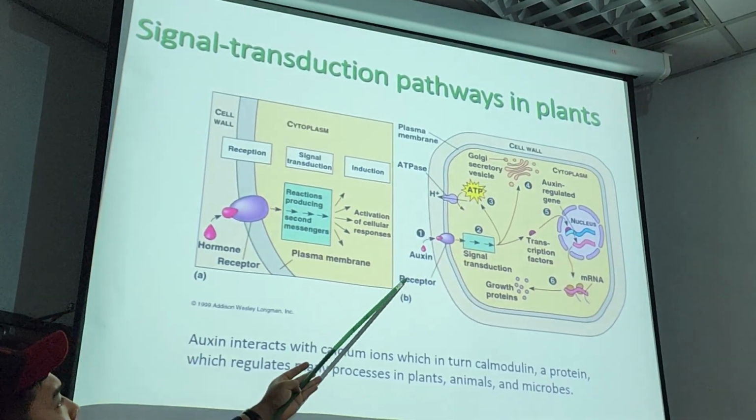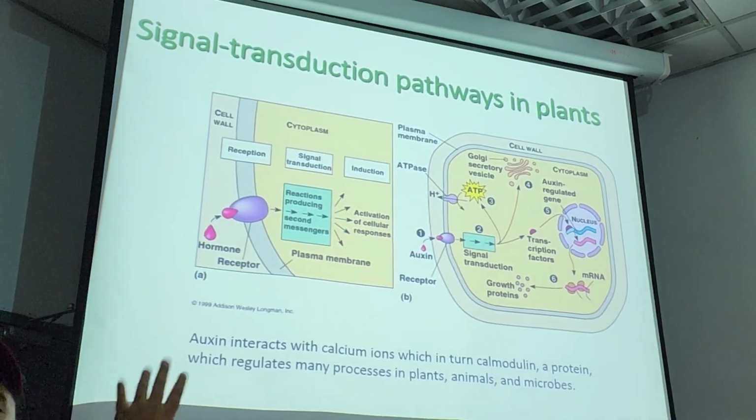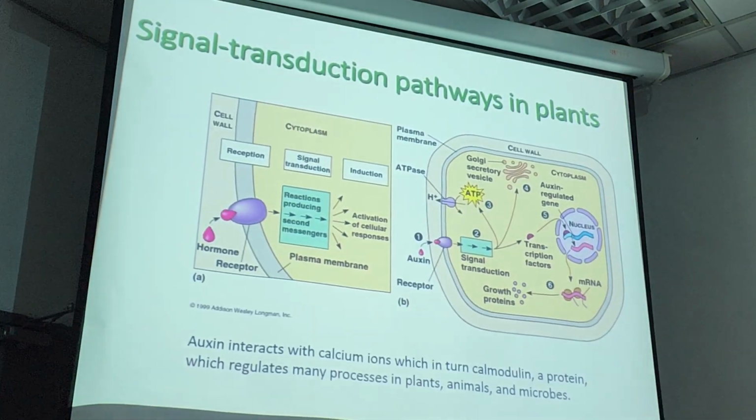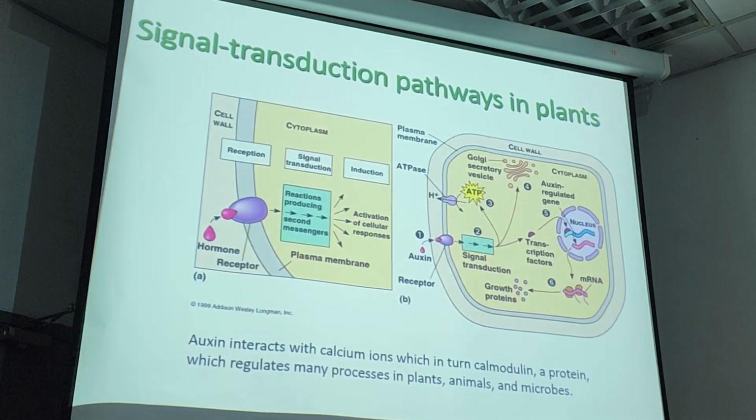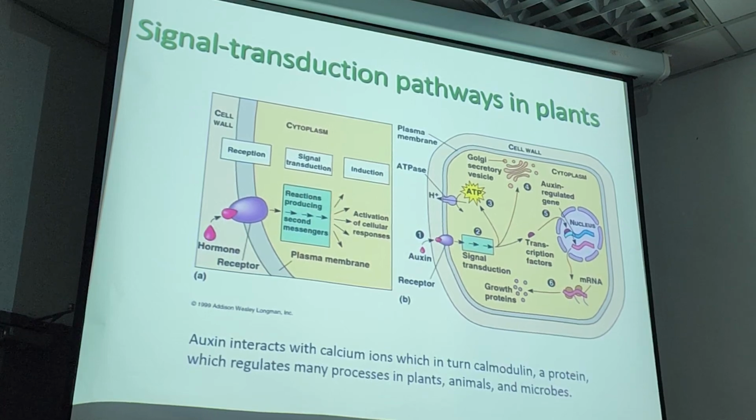And look at here, the auxin is not produced within the cell. The auxin is coming from somewhere else. To show you that the effects of auxin can be throughout the plant. It can move according to the polar transport concept to either end.